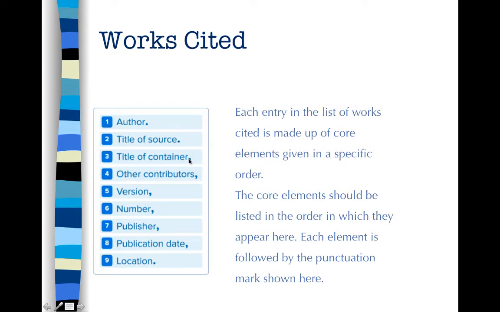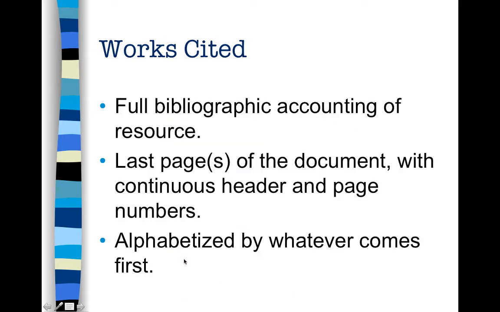Now we're going to go over all of the different types of sources that you may encounter in your research so that you have the information you need. But this is a really good graphic to refer back to. So some general things to consider. The first thing, like I said, Works Cited is a full bibliographic accounting of a resource. It comes on the last page of the document.